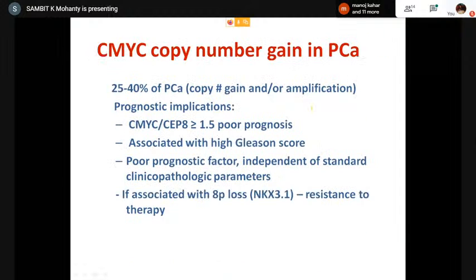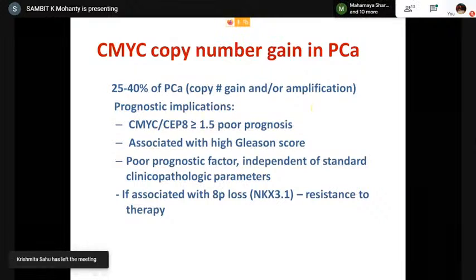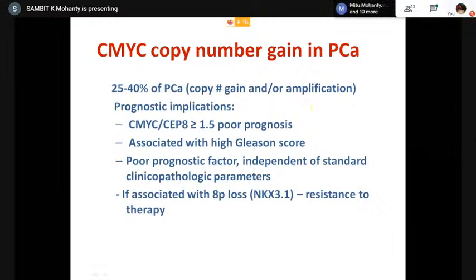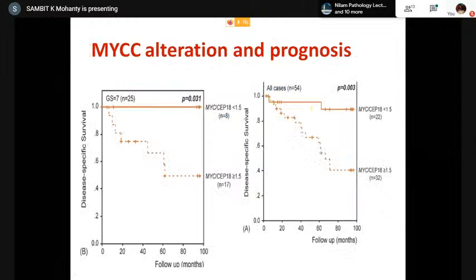c-MYC again is a bad player, with c-MYC amplification. It is not an 8;14 translocation. It is an amplification of c-MYC. We identified this like in HER2, where in comparison to CEP17 we do CEP17; here you do CEP8, and if the ratio is more than or equal to 1.5, the prognosis is bad. Where you see a chromosomal copy number gain or amplification, it is associated with high Gleason score, and is a poor prognostic factor, independent of standard clinicopathologic parameters. Again, the same thing by Kaplan-Meier.